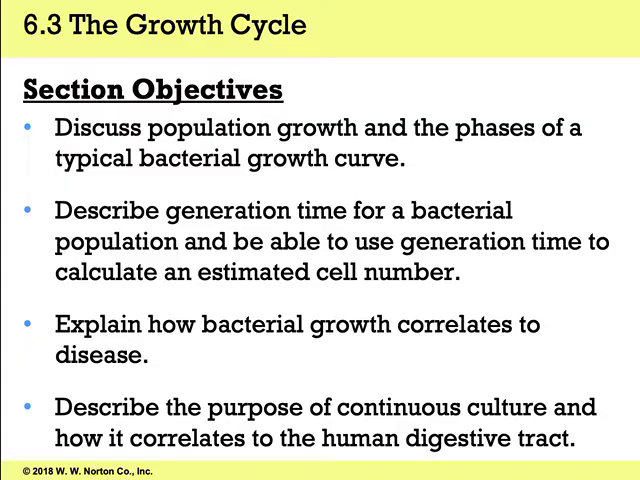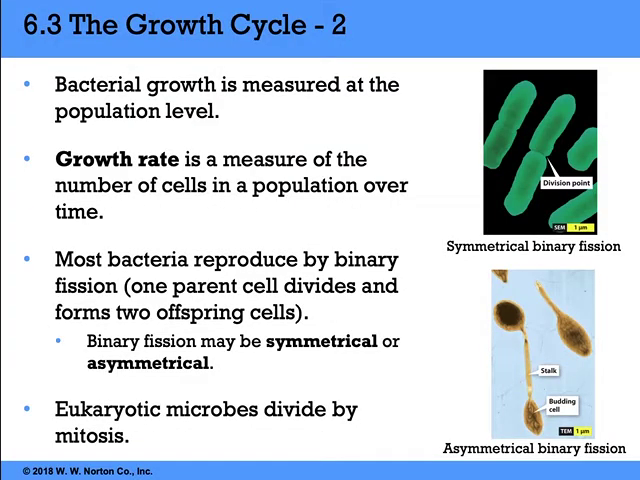Okay, we'll talk about population growth and phases of a growth curve. We kind of already looked at that a little bit. And we'll describe generation time for a bacterial population. And we'll talk about how bacterial growth correlates to disease and the purpose of continuous culture and how it correlates, for instance, to the human digestive tract. So bacterial growth is measured at the population level, and the growth rate is a measure of the number of cells in a population over time.